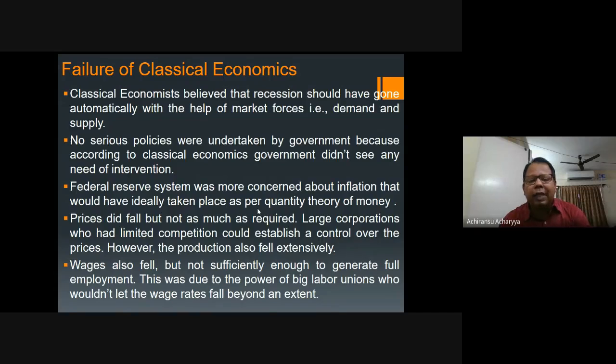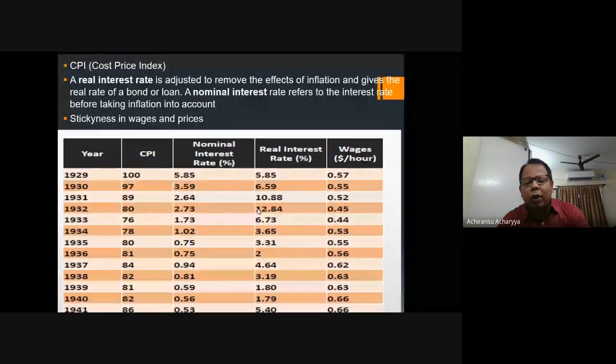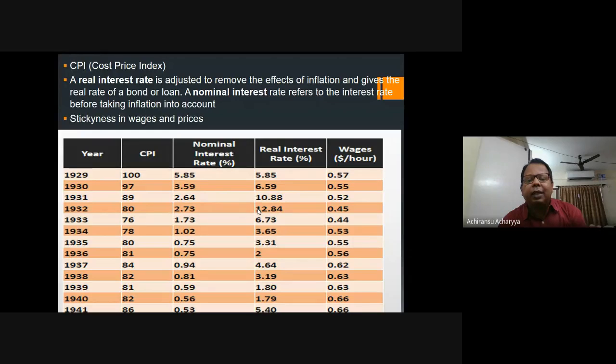You can have a look at what's happening. Although the nominal interest rate is going down, the real interest rate is actually not changing, or it's going up. The difference between the real and nominal interest rate is that the real interest rate is adjusted to remove the effects of inflation and gives the real rate of a bond or loan. So it reflects that the real interest rate didn't work. Wages did not go down. In fact, wages were going up after a point of time because of the labor unions, and the cost price index was also not going down. It was just hovering around 78 to 80.